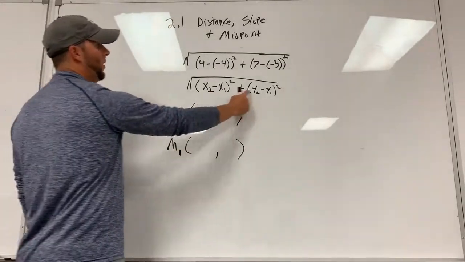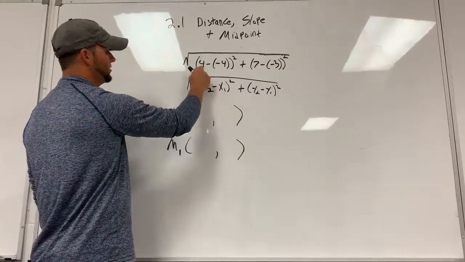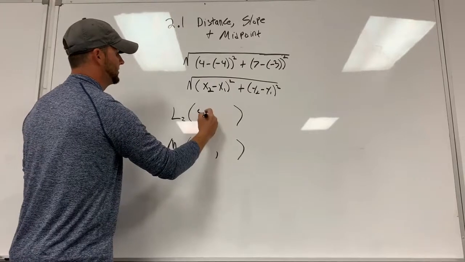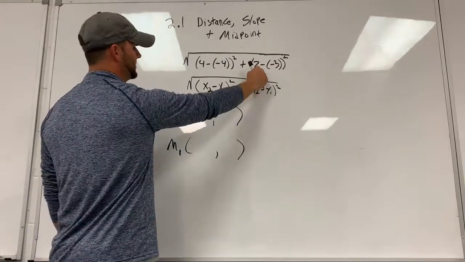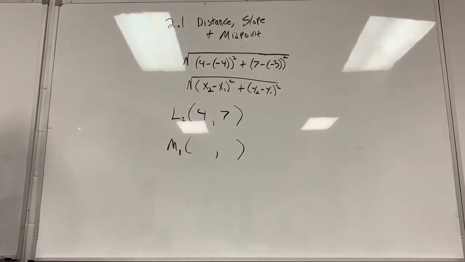So x2 and y2 go together because that's what we pulled earlier. So right now x2 is 4, so I'm going to put x is 4 and y2 is 7. So that means the coordinate of L is going to be 4, 7.